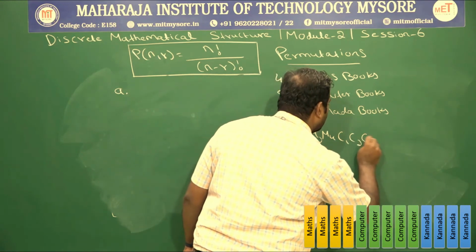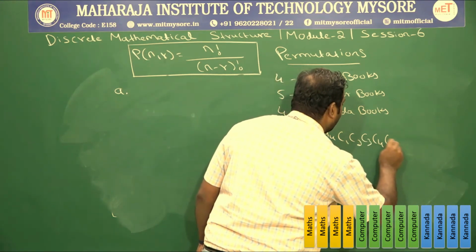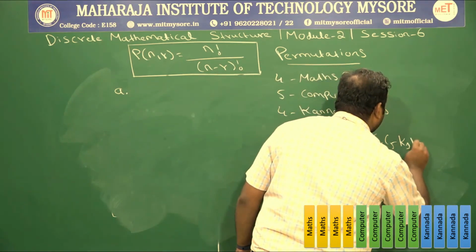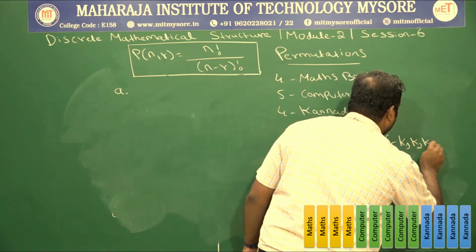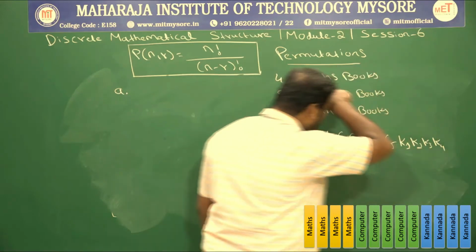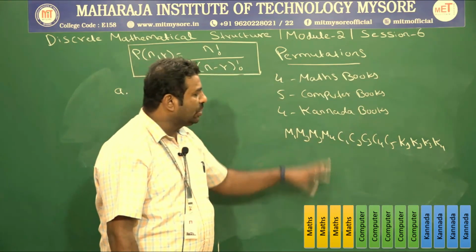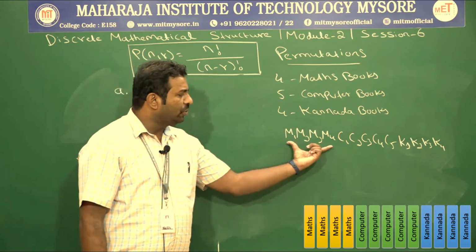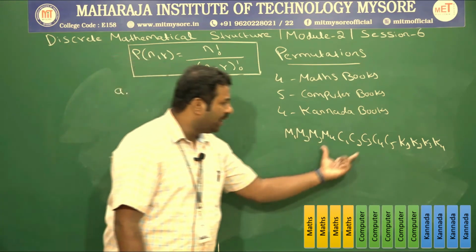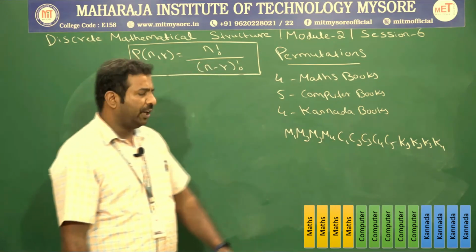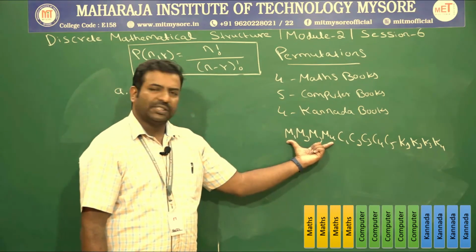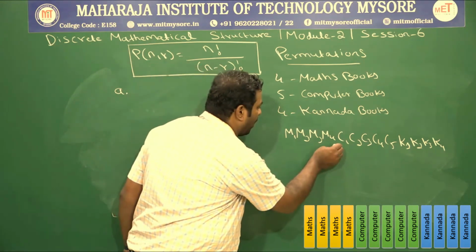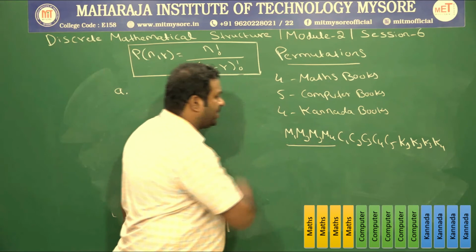C1, C2, C3, C4, C5, K1, K2, K3 and K4. Now all these books need to be together. That is what the first case is. If all the books need to be together, in how many ways can you make the arrangement? Just observe this block now. If I just observe this block, in how many ways can I arrange this?